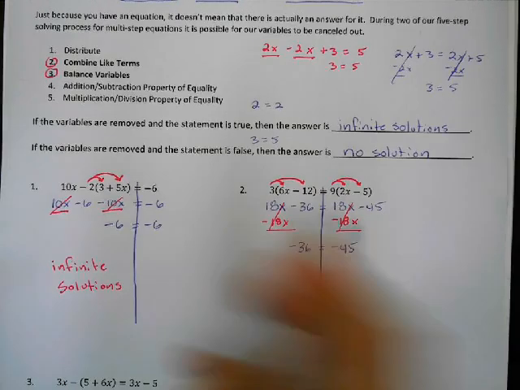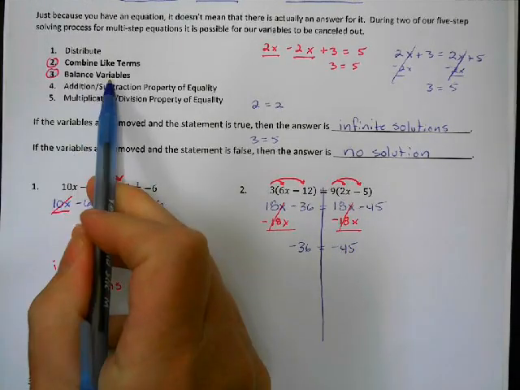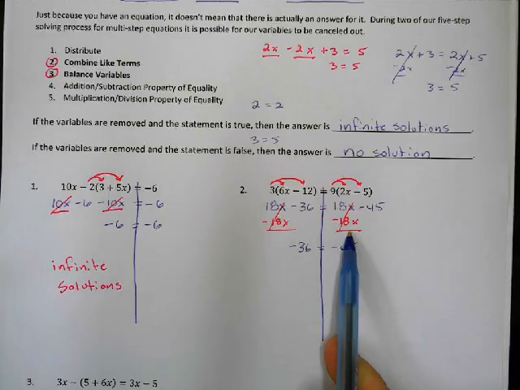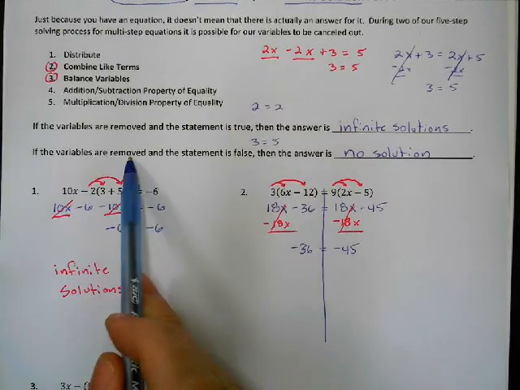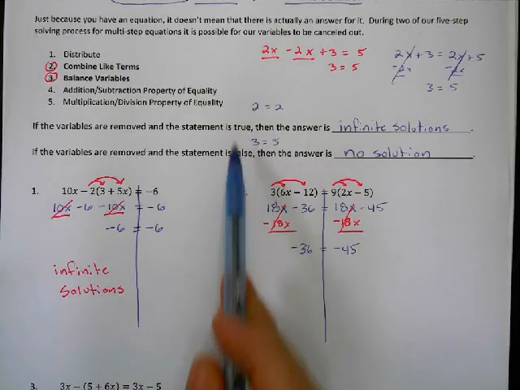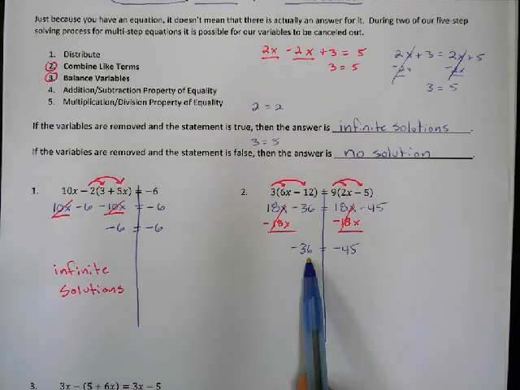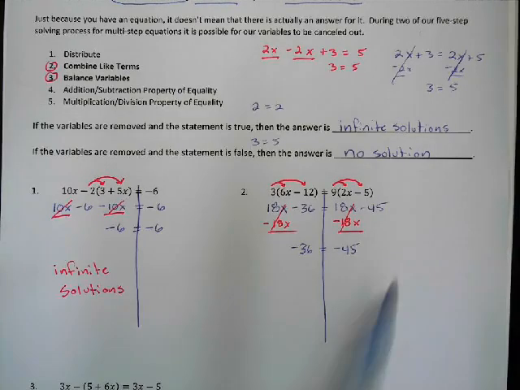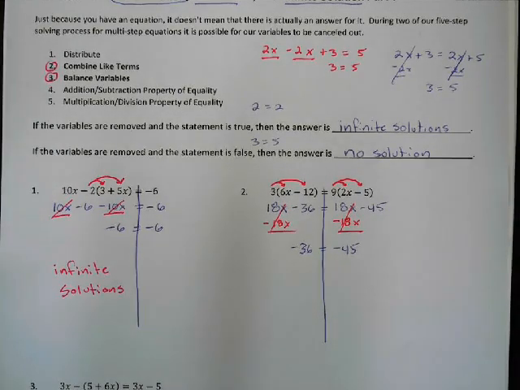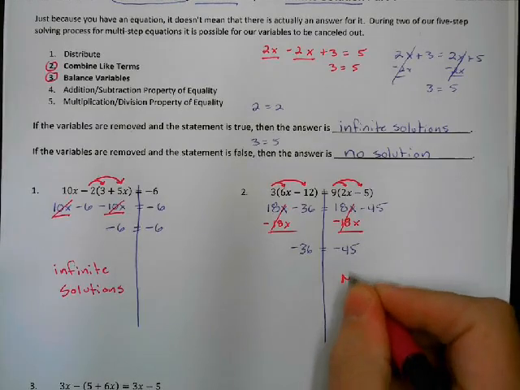Aha, so I've done the balancing of variables, and my variables have canceled out. So the variables have been removed. Is this statement true, or is this statement false? Does -36 equal -45? No, never. So this indicates to me that there is no solution to this equation.